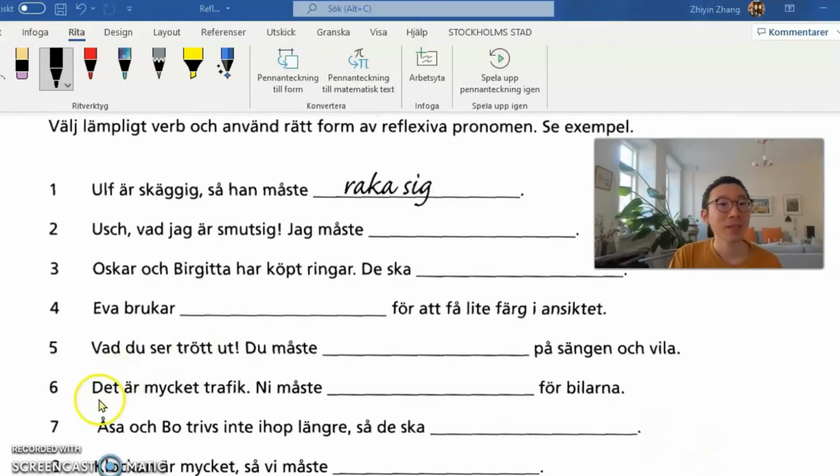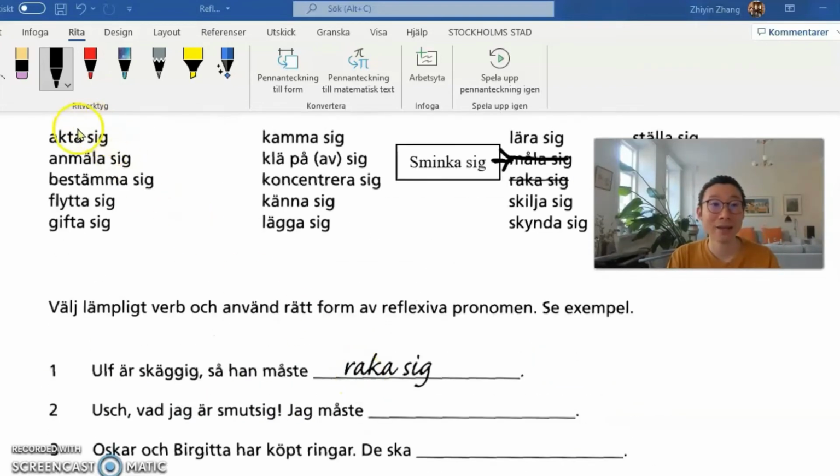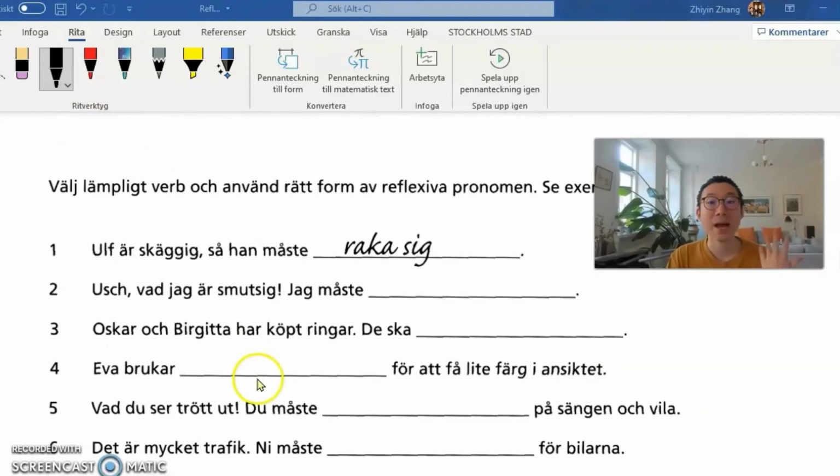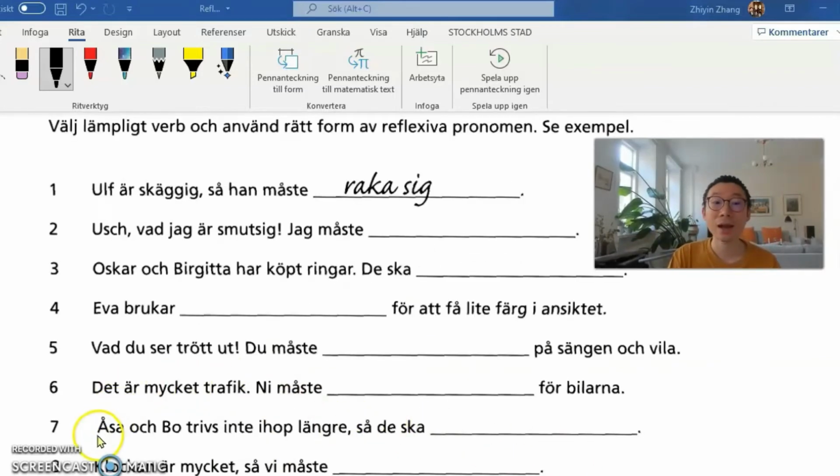Nästa. Det är mycket trafik. Ni måste akta er för bilarna. It's a lot of traffic. You must watch out for the cars. Akta er. Be careful. Watch out. Akta er för bilarna.